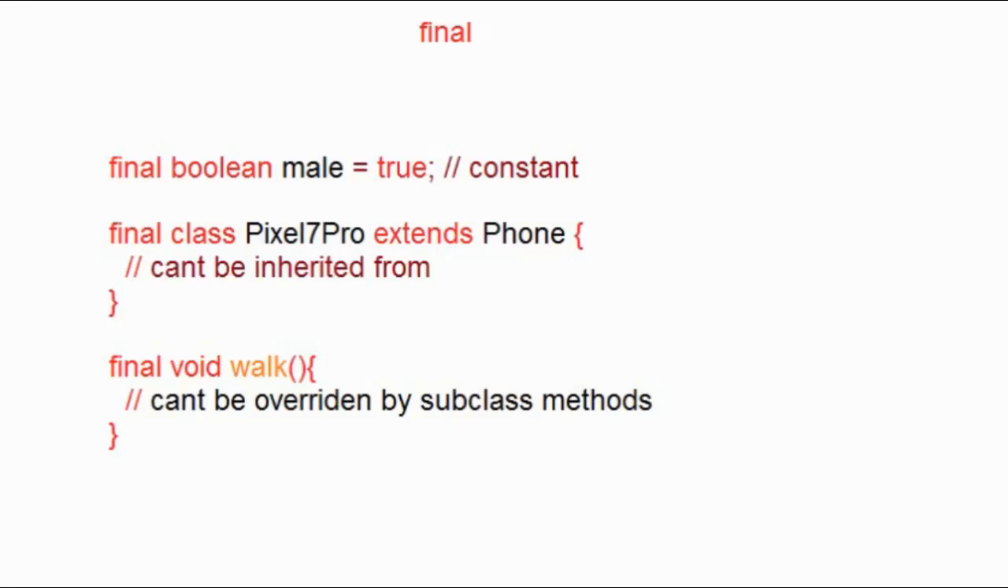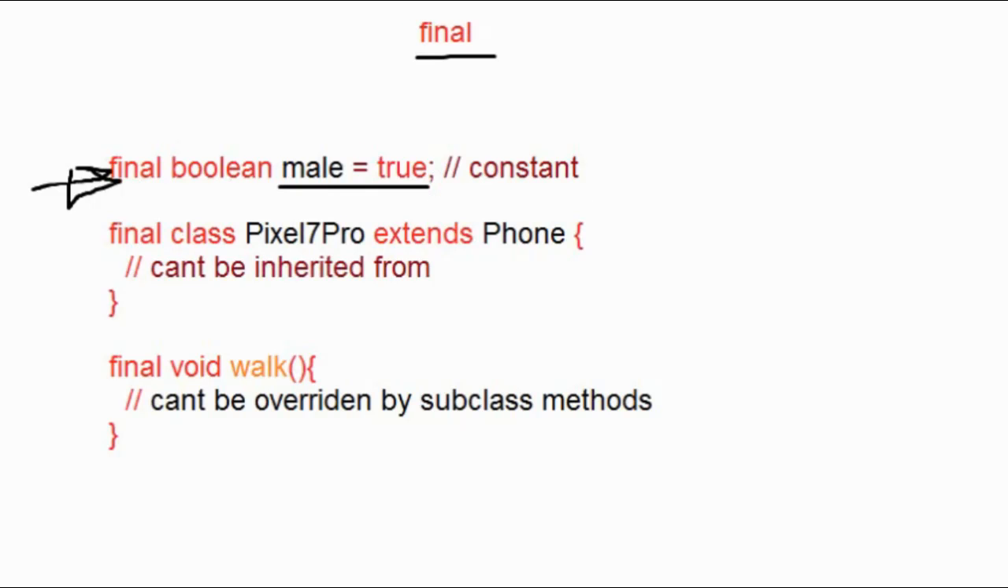The other keyword is final, which is used in various cases. The first case is when you use it on a variable like this one. So when you use it on a variable, then the variable will remain constant. That means it will not be changed. So this variable male will always remain true.